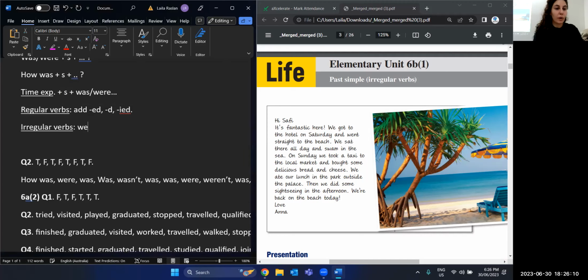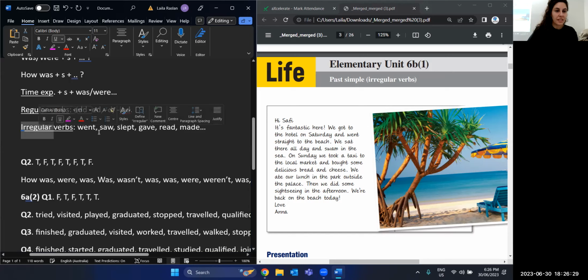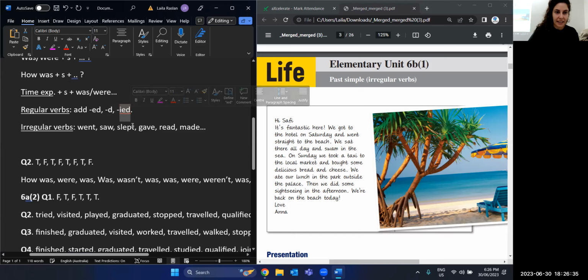So for example, went, saw, slept, gave, read, made. These are all irregular. They break the rule. We can see there's no ED, there's no ending D, there's no IED at the end. They're all different. So let's read this postcard.